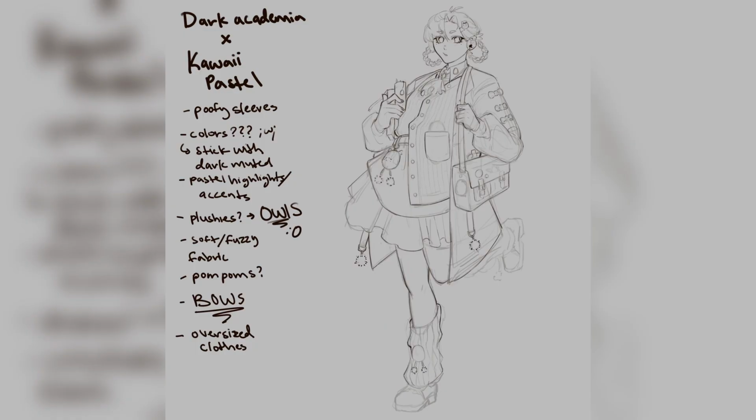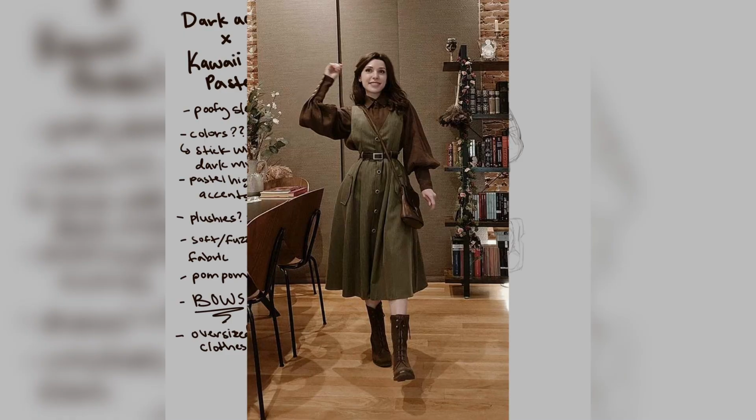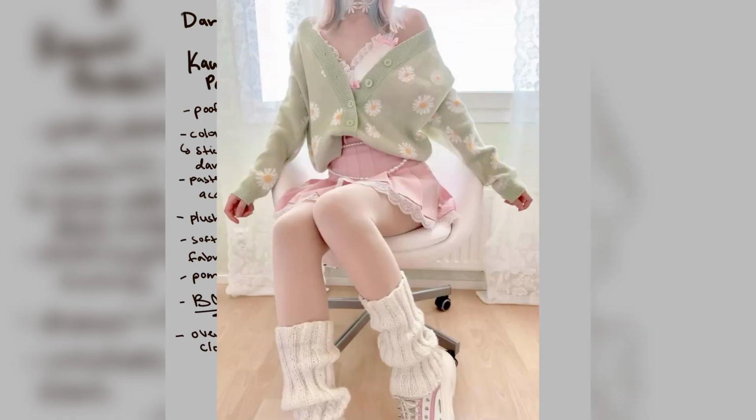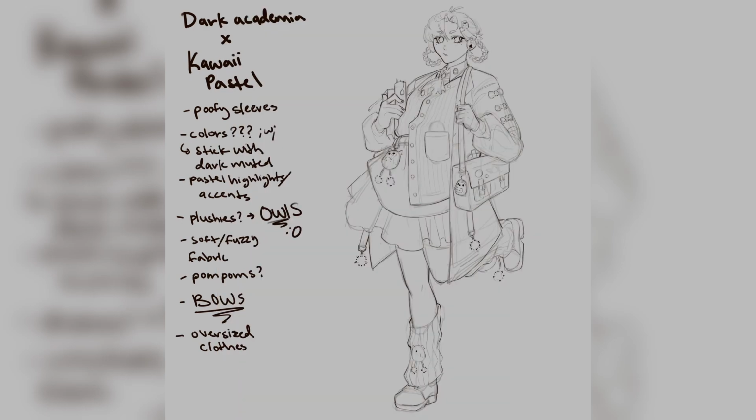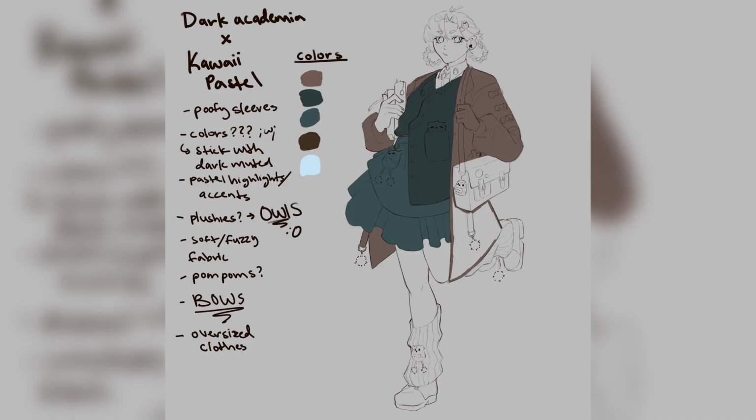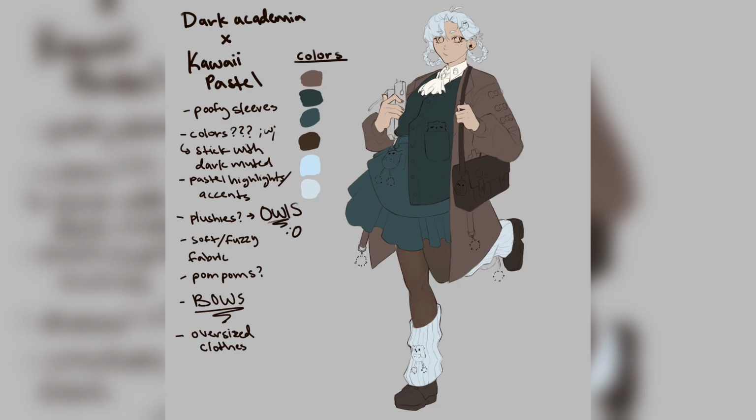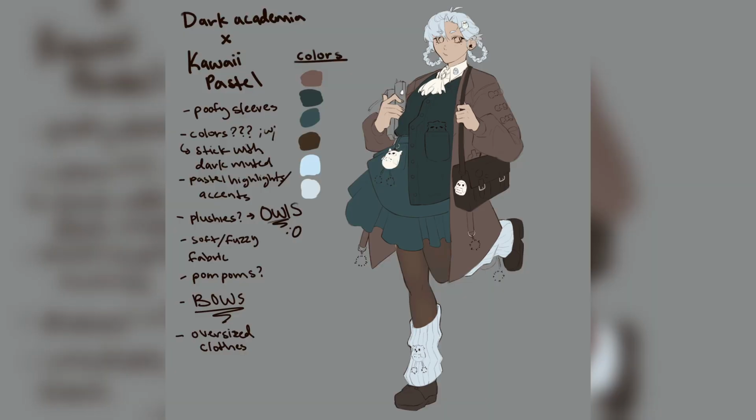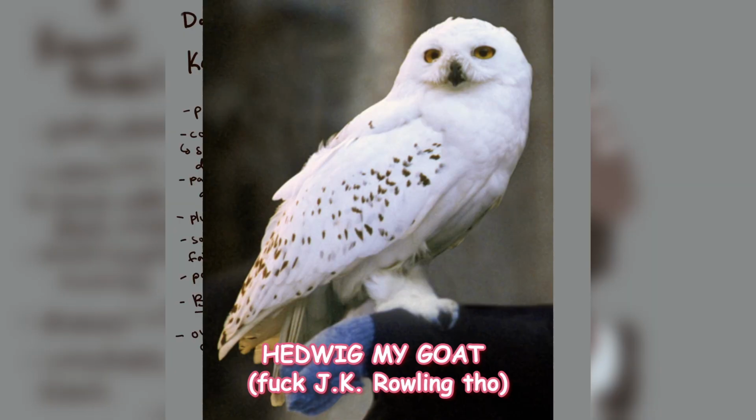My solution to this was to focus on the color scheme of Dark Academia, but really pull in the shape language of kawaii pastel. So poofy sleeves, plushies, soft fuzzy fabrics, pom-poms, bows, and oversized clothing, which works for both of them. I also went for an owl theme in the end because I wanted to add a cute little critter, and owls fit really, really well with Dark Academia for certain reasons.